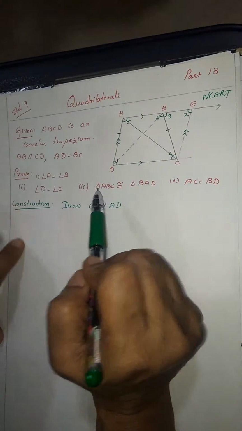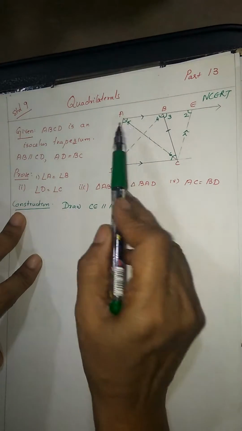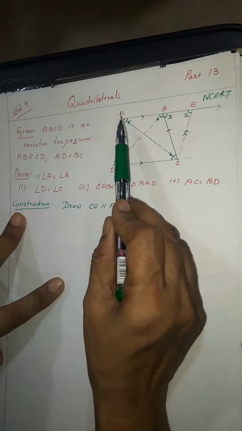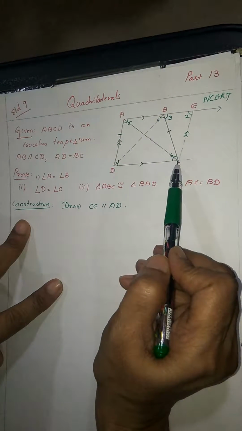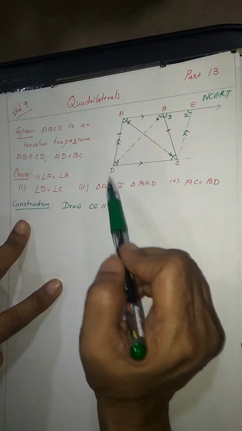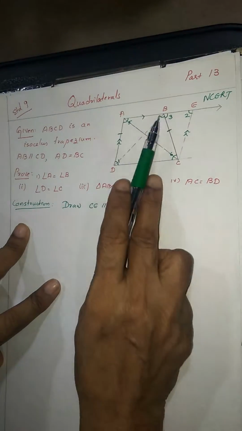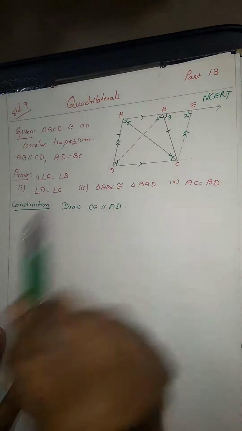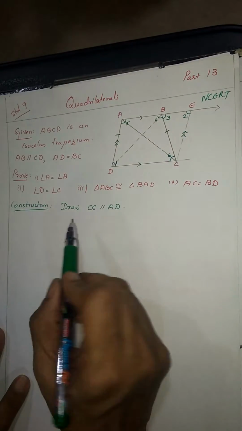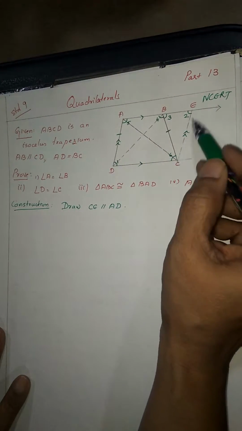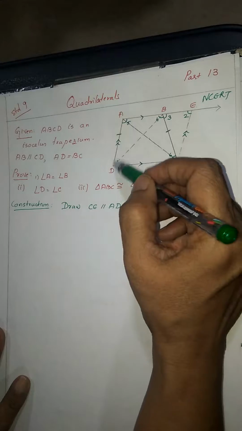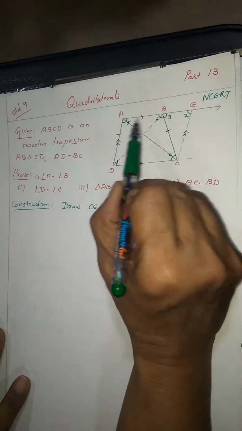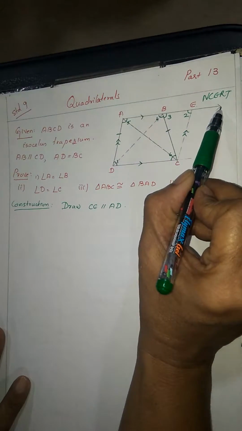Now this ABCD is an isosceles trapezium. You have to prove angle A is equal to angle B, angle D equal to angle C, and triangle ABC is congruent to triangle BAD, and also the diagonals are equal, AC is equal to BD. So here we will draw one construction, that is we will draw CE parallel to AD. From here we will draw one line parallel to AD and we will extend this AB here.